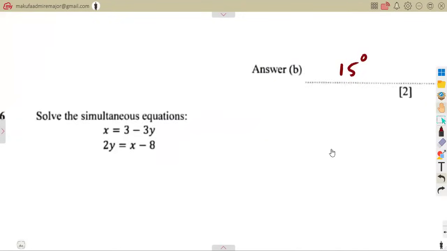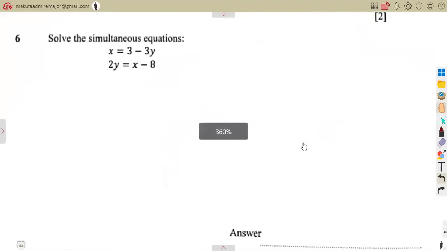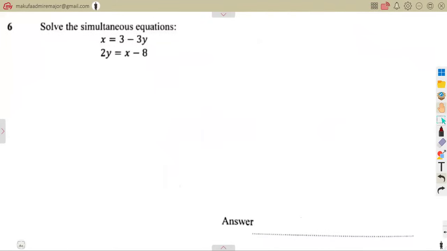So that was going to be the value of x, that is 15 degrees. Number six, solve the simultaneous equations. So guys, we know that we have got methods that we tend to work with, and they are best methods also to work with. Here it was best to simply use the substitution method.